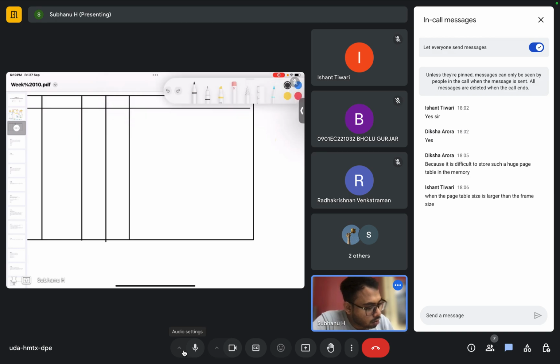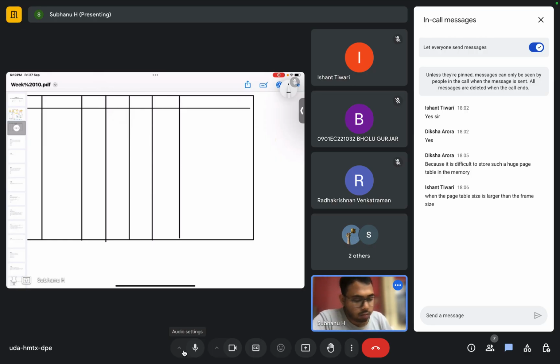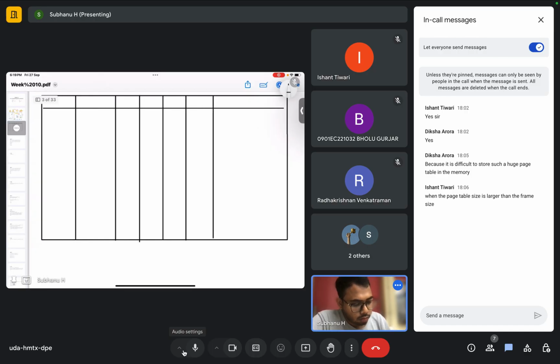And here we have 2 to the power 32 divided by 2 to the power 12 bytes, which is equal to 2 to the power 20. So this is the number of pages we get from this process. So we can start from here.